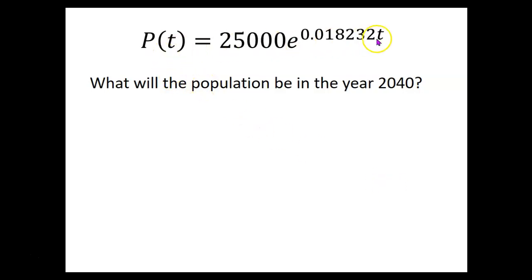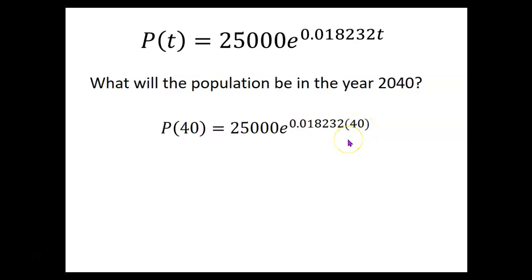Now that I have this formula, I can use it to answer questions like, what will the population be in the year 2040? That would be 40 years after the year I was taking as my starting point. Remember, t stands for how many years it's been since the year 2000, so the year 2040 would be when t is 40. If I plug 40 in for t, that's 25,000 times e to the b, that number, times 40.